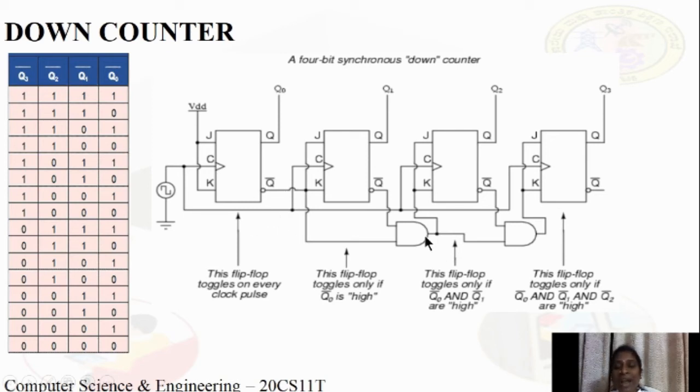Okay, we have attached two AND gates here below, because here counting is performed in the downward direction, and the flip-flop status will be changed by taking the 0 values of the output values. So the first flip-flop toggles on every clock pulse. This flip-flop toggles only if the Q0 value is high.